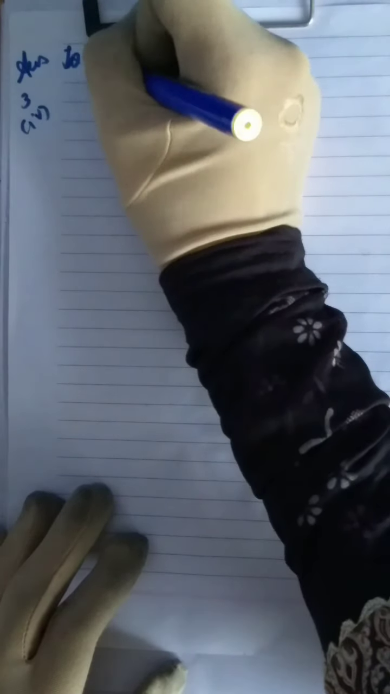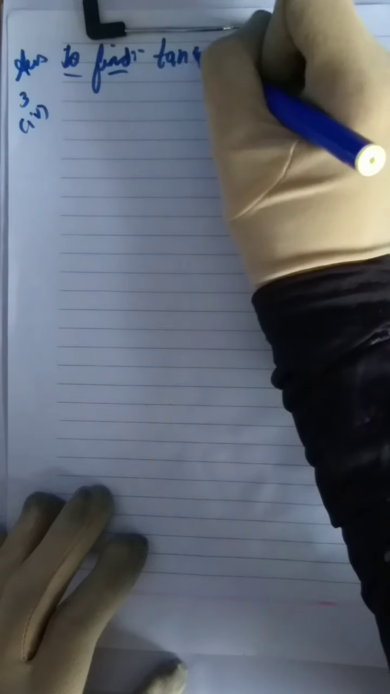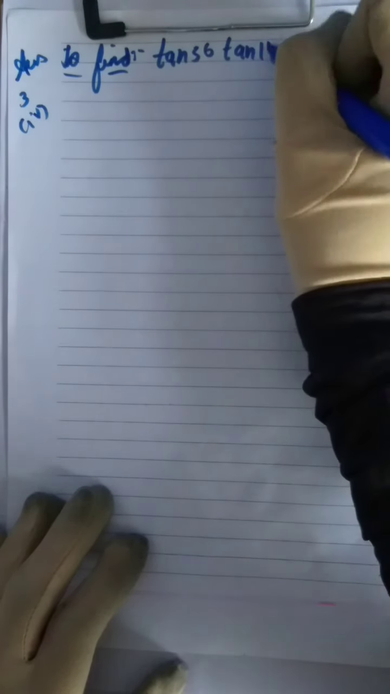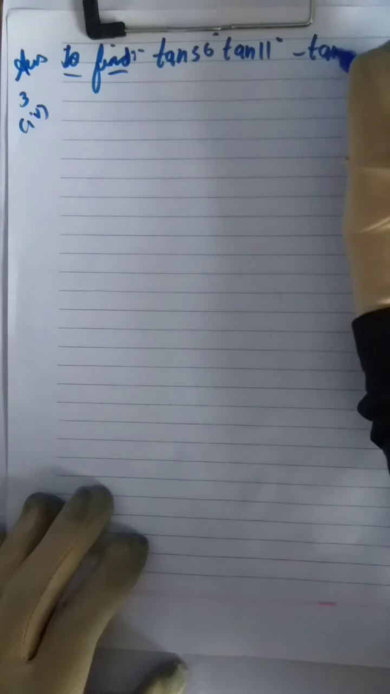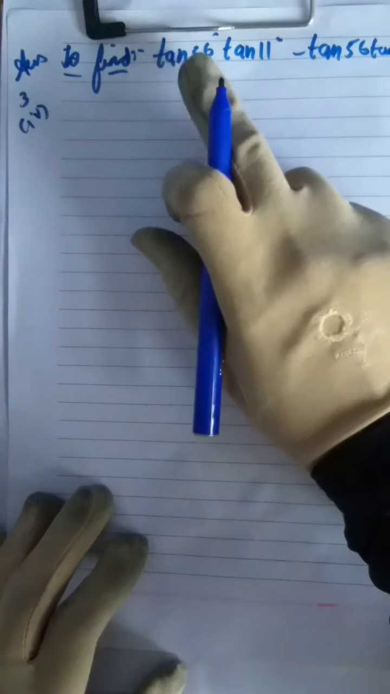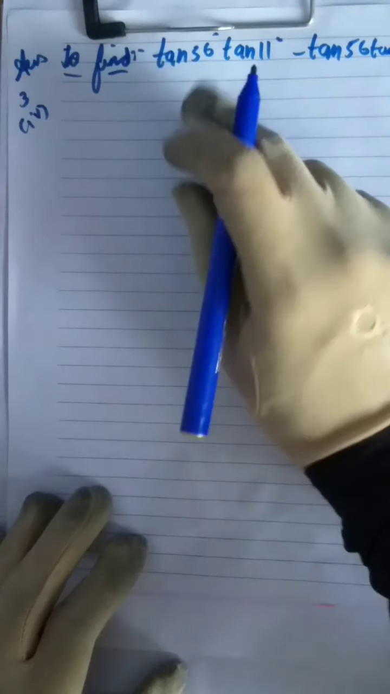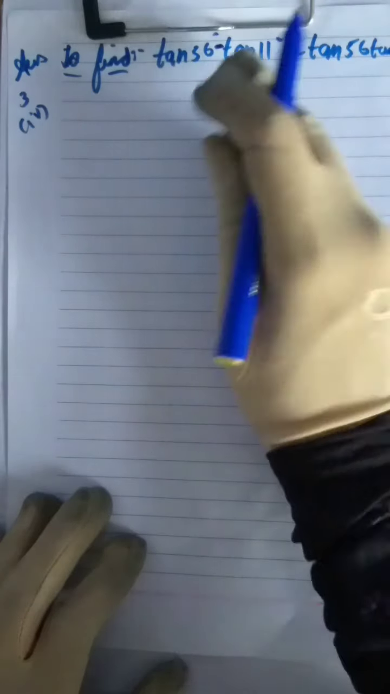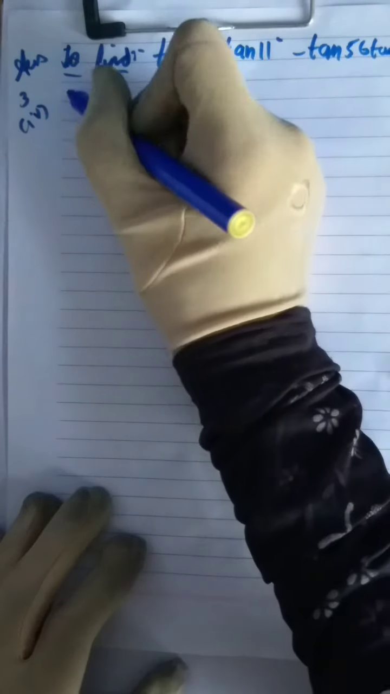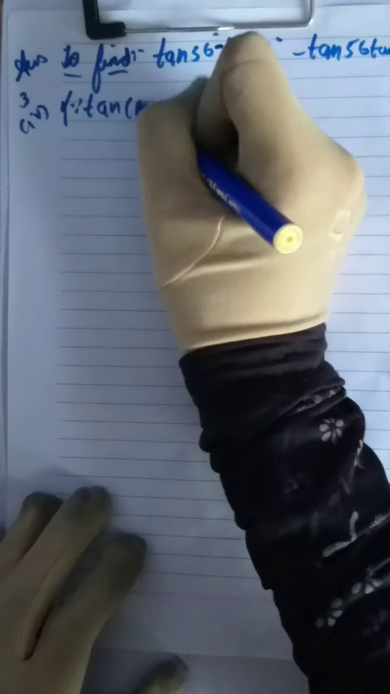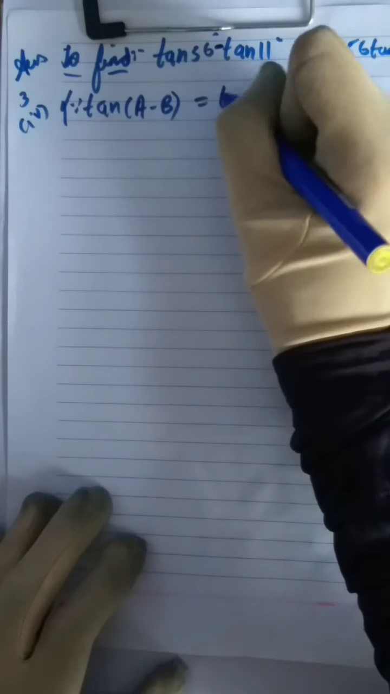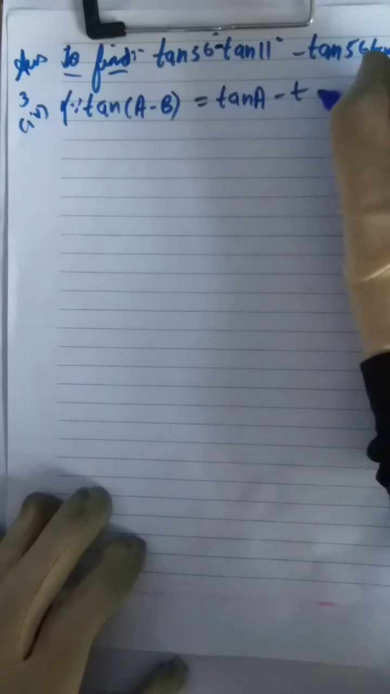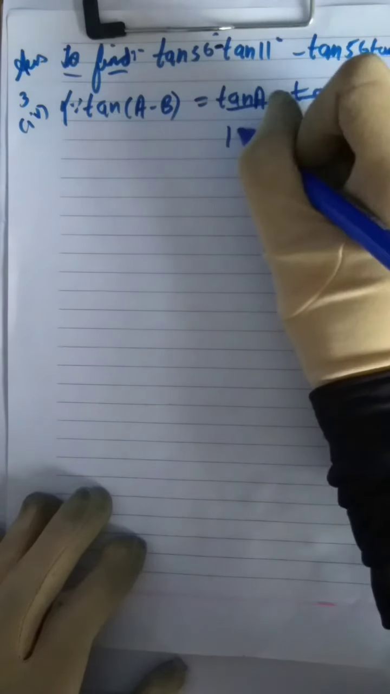So to find the value of tan 56 minus tan 11 minus tan 56 into tan 11. Which two angles are given here? The angles given here are 56 degree and 11 degree. So here, as I said, since we have minus here, we'll apply the formula of tan A minus B. We know tan A minus B is tan A minus tan B by 1 plus tan A tan B.